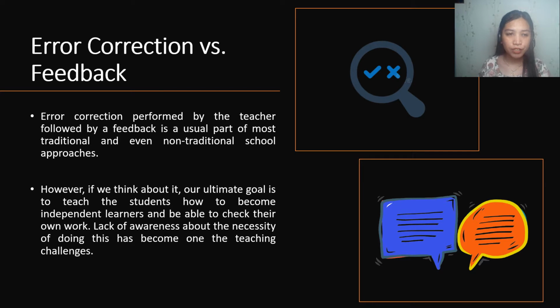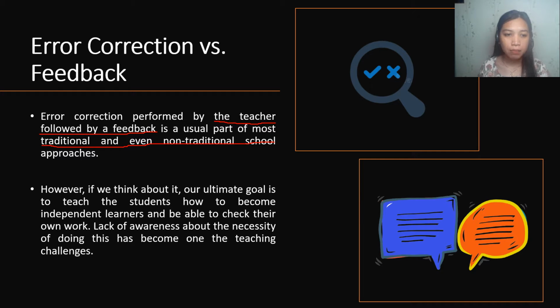Error correction versus feedback. Error correction performed by the teacher, followed by feedback, is a usual part of the most traditional and even non-traditional school approaches. So it is very common for traditional or non-traditional schools to always give feedback every time students made mistakes.